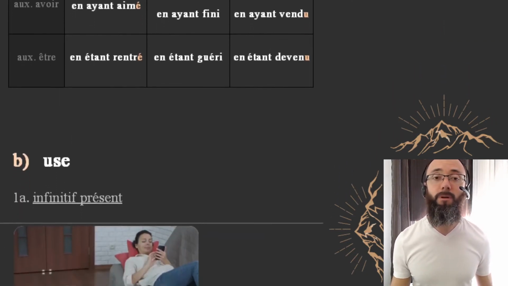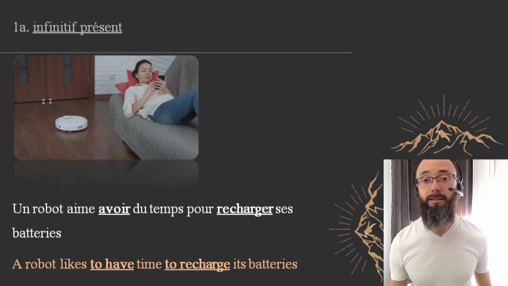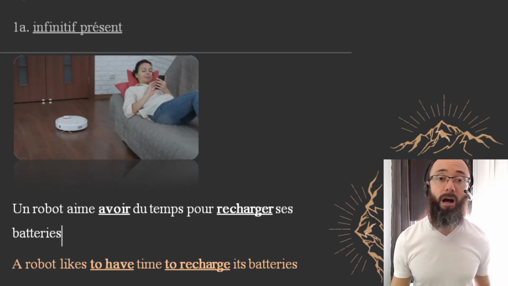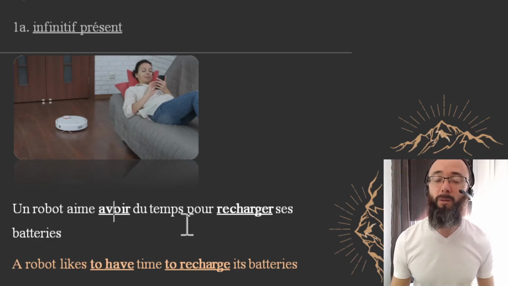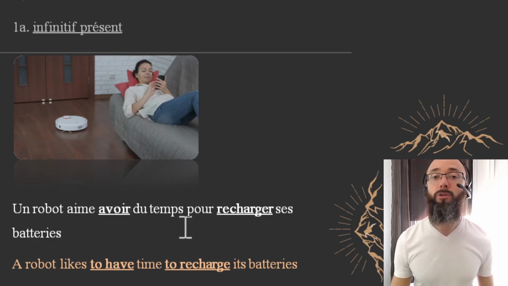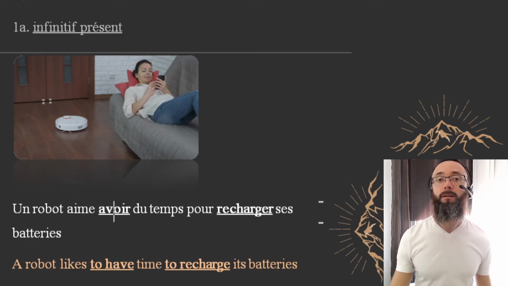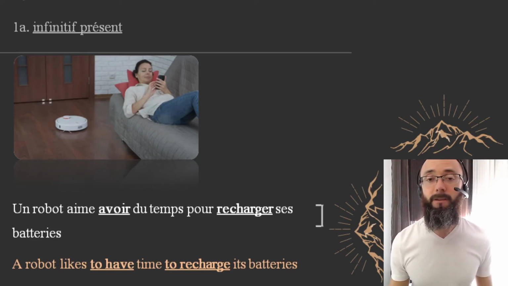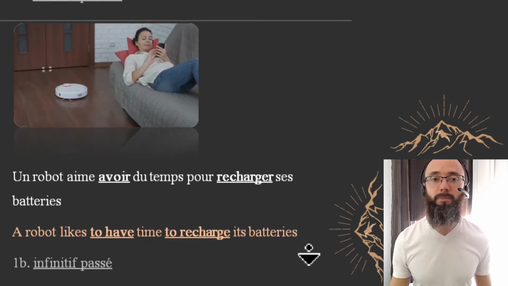And now let's move on to the use. We're going to have simple examples. L'infinitif présent. A robot likes to have time to recharge its batteries. And here what do we have? Un robot aime avoir. You'll note that this verb combines very well with an infinitive, to love, to like. Un robot aime avoir du temps pour recharger ses batteries. Using 2 verbs in the infinitive here. Avoir, to have, to recharge. Recharger, pretty easy, pretty simple.